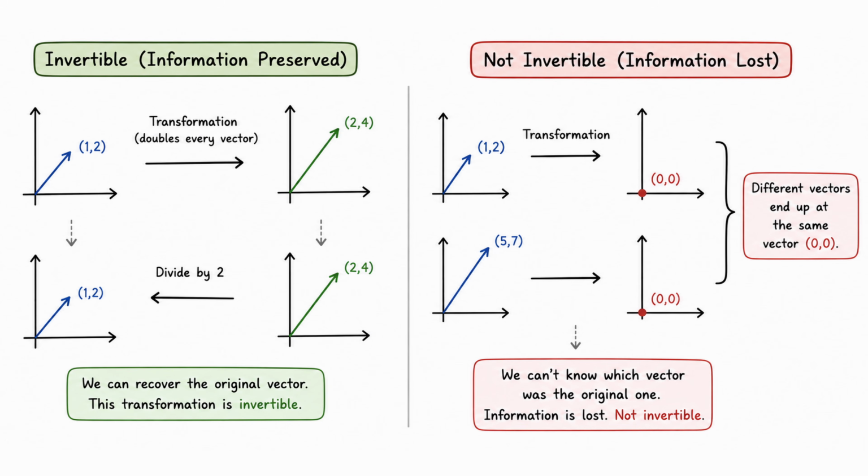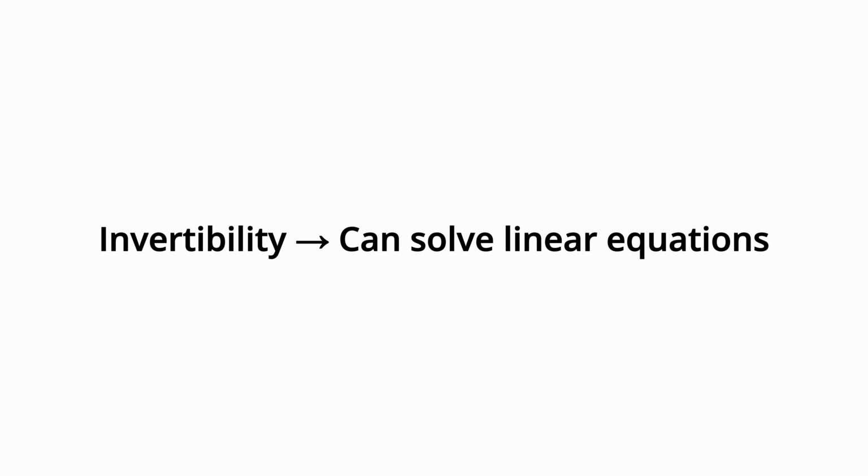But if every vector is mapped to the 0 vector, then we can never know which vector was the original one. Information is lost. So this transformation is called not invertible. Invertibility is extremely useful because it lets us solve systems of linear equations.